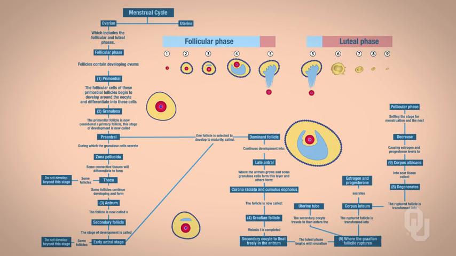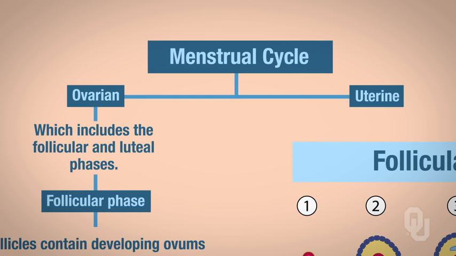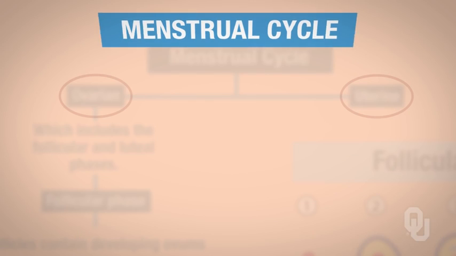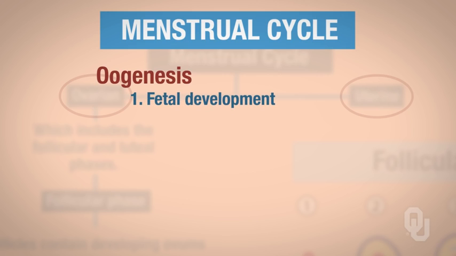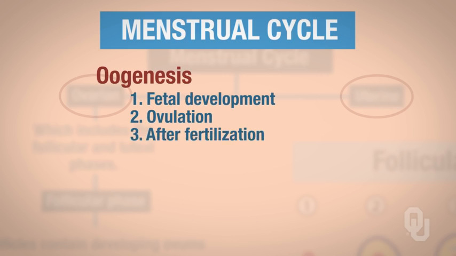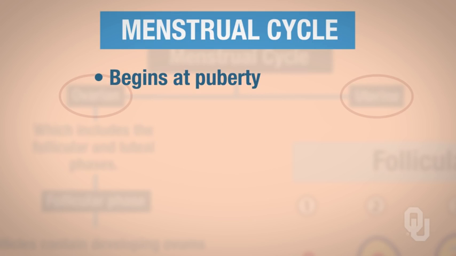Since we're working on the menstrual cycle in general, okay, that's the big picture, and we've got the two cycles. We've got a uterine cycle and we have an ovarian cycle. So when is all this occurring? When does this start in a female's life? Think back to the slide on oogenesis. So in oogenesis, there were 3 phases. There was the fetal development, there was ovulation, and after fertilization. So what you should realize is that we are beginning here at puberty. So this menstrual cycle is what starts to occur at puberty.